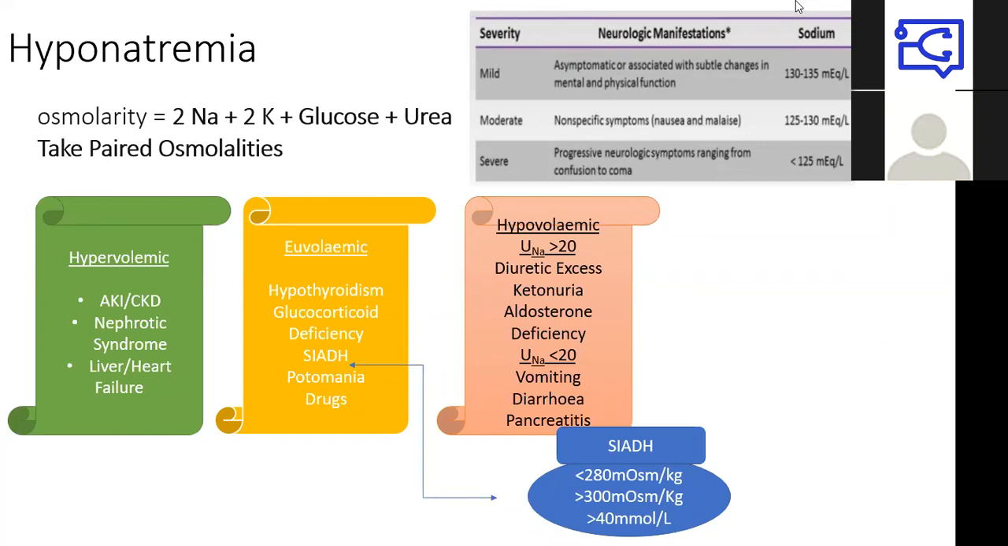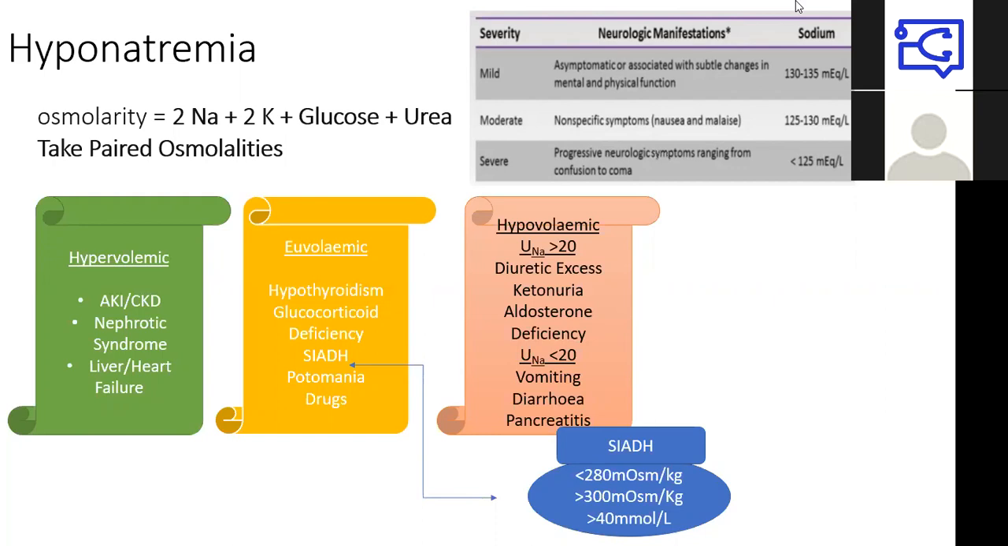If the urine sodium is low, then this means the kidneys are working fine. The kidneys are doing their job. They're trying to reabsorb the sodium as we'd expect. I must be losing the sodium from somewhere else. So vomiting, diarrhea, and pancreatitis would be the most important things.